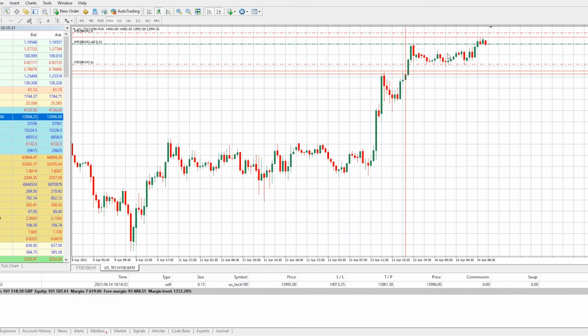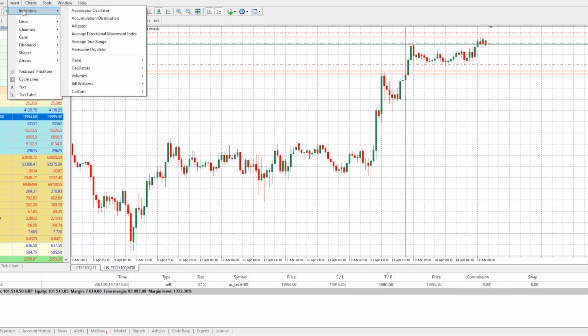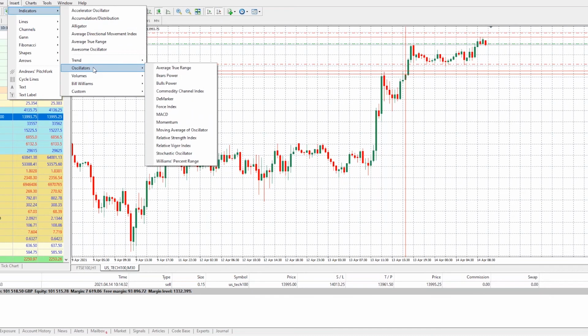Okay, sure. Matthew, you're asking about the RSI. Let's look at the RSI in relation to this movement right now on the 30-minute candles. We could go to insert indicators, and there are different types. We've got the relative strength index under the oscillators, along with the MACD and momentum indicators, etc.